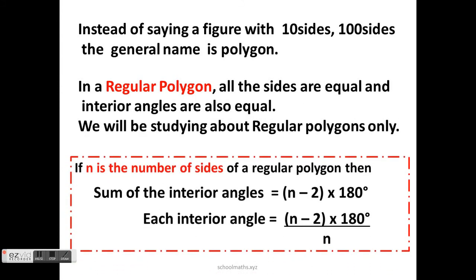Now, two important formulas are coming. If n is the number of sides of a regular polygon, then the sum of the interior angles equals (n minus 2) into 180. Okay, next formula is each interior angle equals the same formula, (n minus 2) into 180 divided by n, the number of sides. We will get the value of each interior angle. Now using these two formulas, we are going to do some sums.